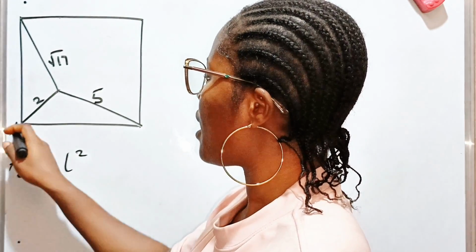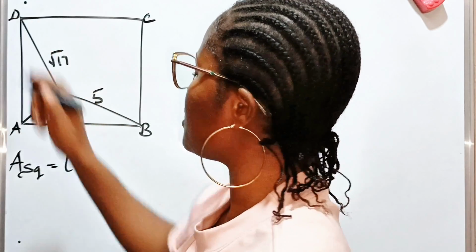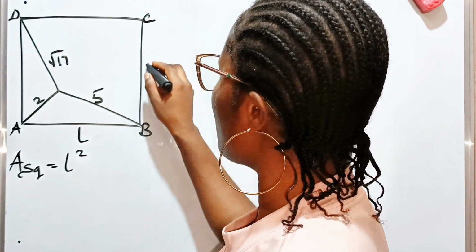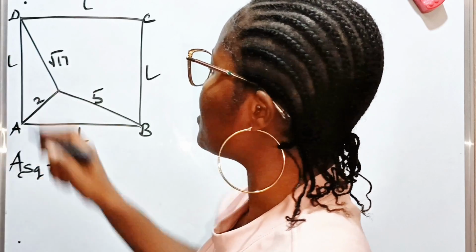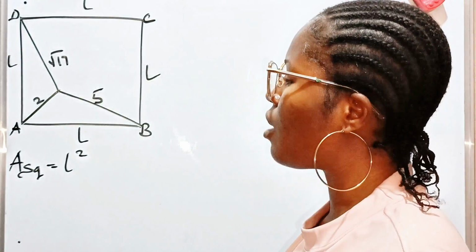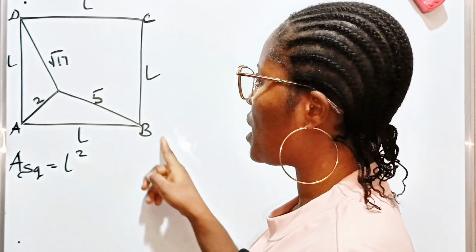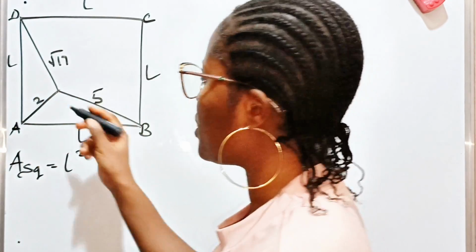Let's name this A, B, C, and D. So it means that this is L, this is L, this is L, and this is L as well. All right, now let us draw a line that is parallel to AB from here to this point.